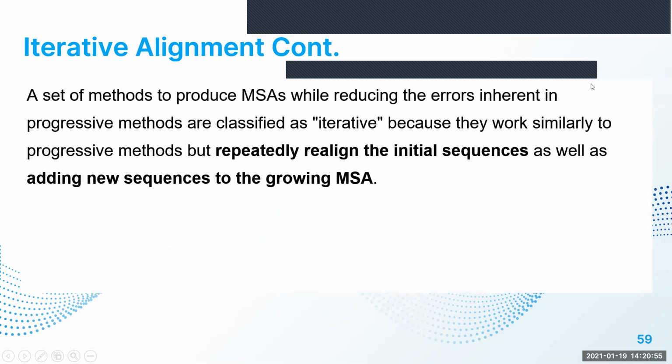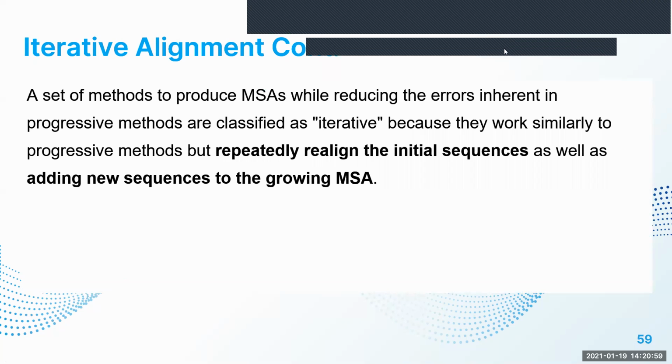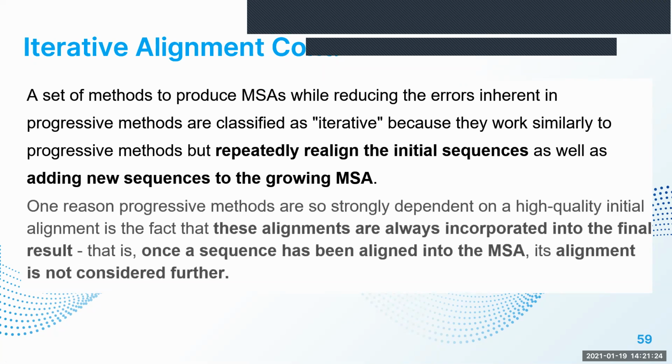So if you consider this iterative approach, basically we try to reduce the errors. In the progressive one, if you made some change, you can't alter it. But here, we can come back to that point and change it. That means we can optimize that thing.